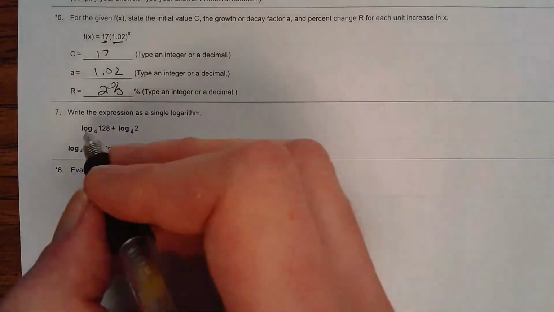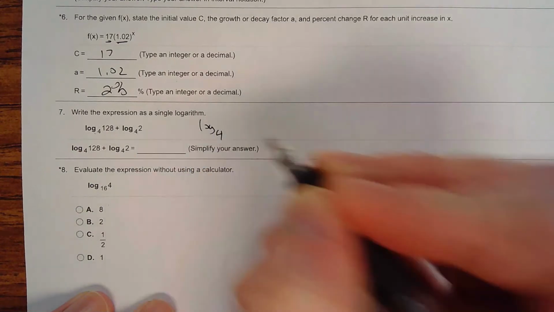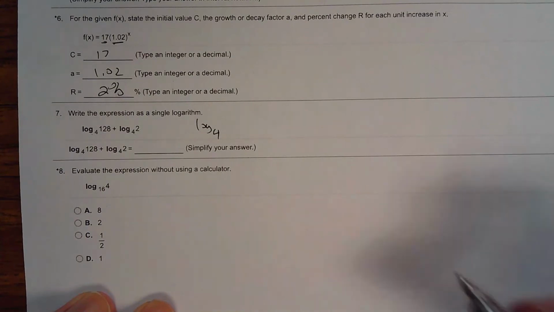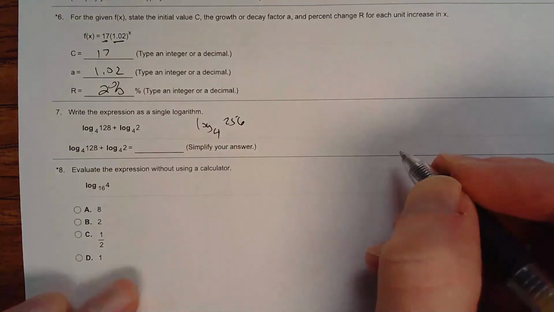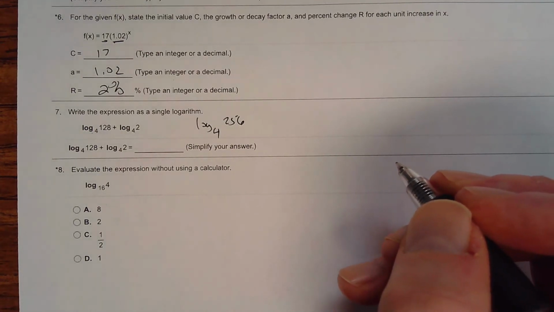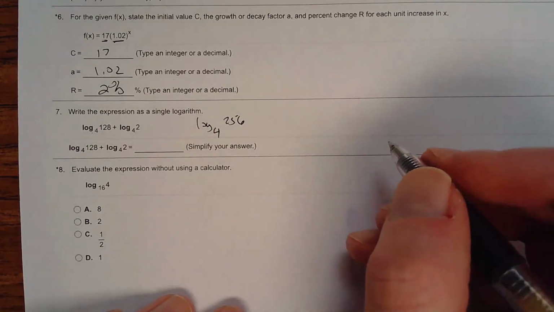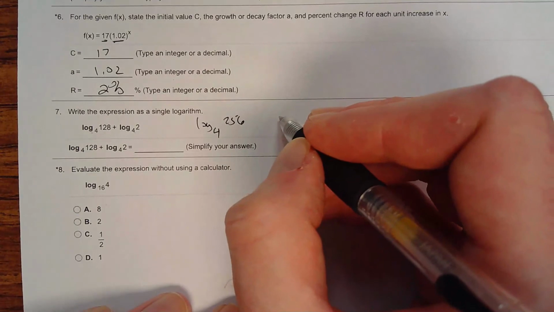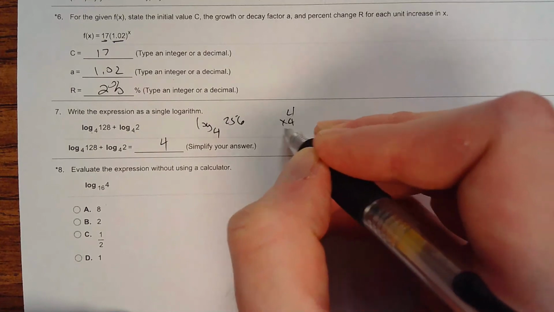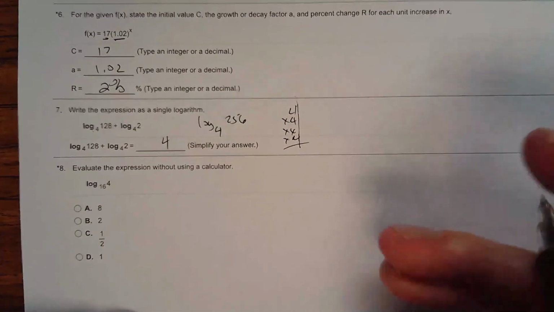Number 7, write the expression as a single logarithm. So if they are both 4, it'll be log base 4 of 2 times 128. So 128 times 2 is 256. Now it's asking 4 to what power equals 256. You could just start guessing and checking on this one. It does end up being 4. If you take 4 times 4 times 4, and obviously don't do it like this, but keep multiplying it, eventually it equals 256, and you can find it.